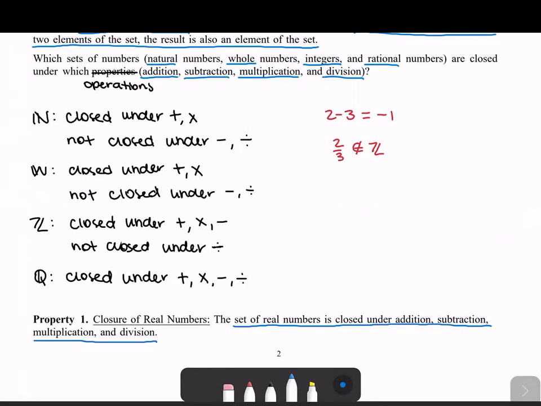The last thing I want to say about properties is that on page 332, there is a whole list of properties of rational numbers. And these properties also hold for the real numbers. So if you want a list of properties to know, I would definitely check out page 332.